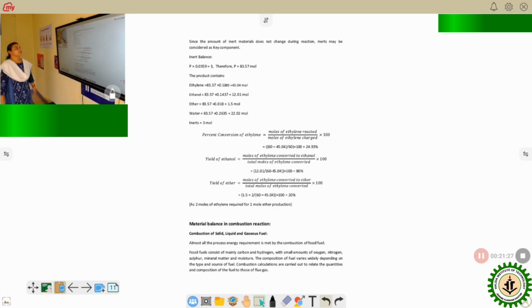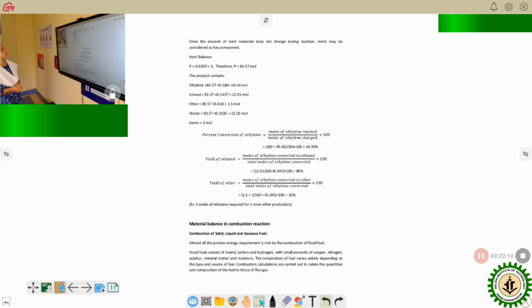Now, as inert material does not change in the chemical reaction, inert material can be considered as the key component of the reaction. So for the inert balance, if we consider the product amount is P, then P into the inert percentage will be equal to the inert present in the feed mixture, that is 3 mole. From here we can calculate P, the amount of product in mole. So P comes to 83.57 mole.